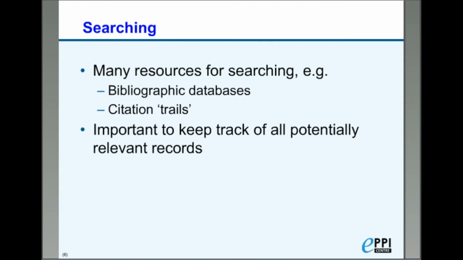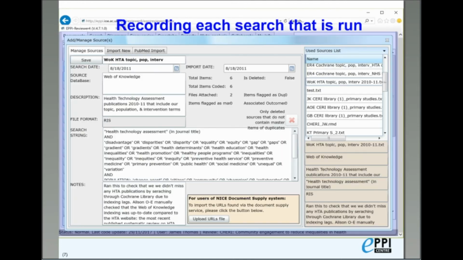And we often search these bibliographic databases and download thousands, sometimes tens of thousands of references. And so keeping track of all of these potentially vital pieces of information is quite a critical information management task. So what we do is we've got some software called EPPI-Reviewer, which we upload all of our references into.